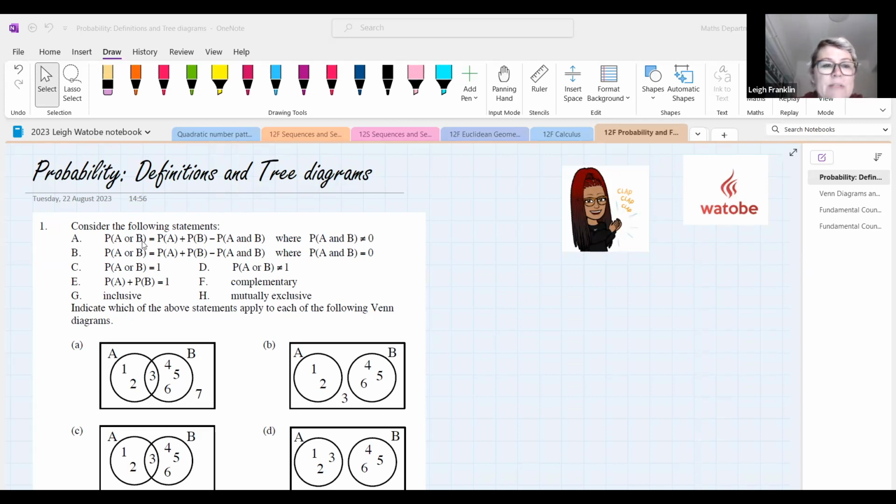So they've given us statement A, where it's one of our probability rules. So the probability of A or B is the probability of A plus the probability of B minus the probability of A and B, where the probability of A and B does not equal 0. So what does that mean? What is the probability of A and B does not equal 0? What does that mean for us? What are they telling us when they say this? Anyone got any idea?